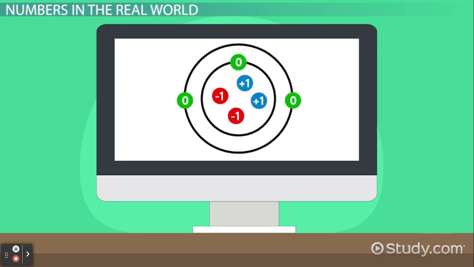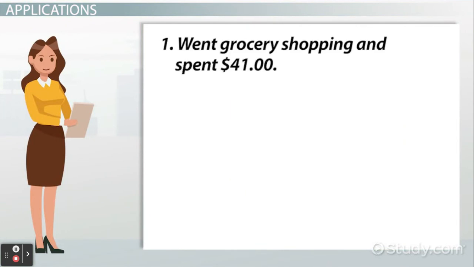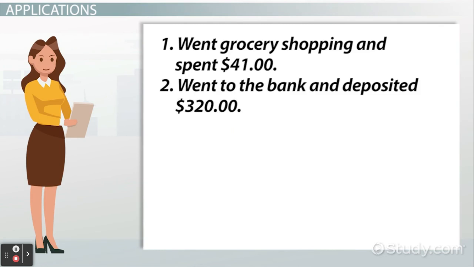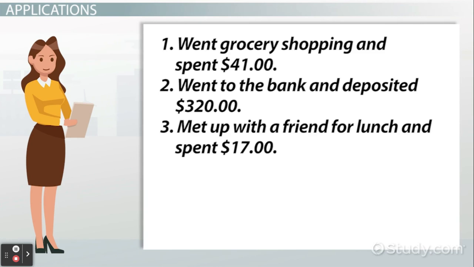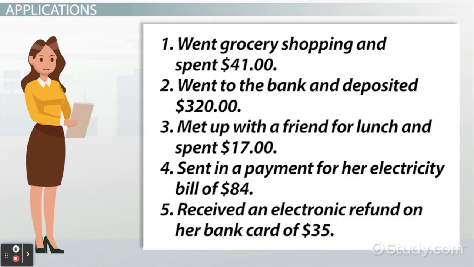Wow, positive and negative numbers seem to show up everywhere around us. Let's take a look at an application of these numbers. Suppose Sarah used her bank card while she ran the following errands today. Number 1, went grocery shopping and spent $41. Number 2, went to the bank and deposited $320. Number 3, met up with a friend for lunch and spent $17. Number 4, sent in a payment for her electricity bill of $84. Number 5, received an electronic refund on her bank card of $35.